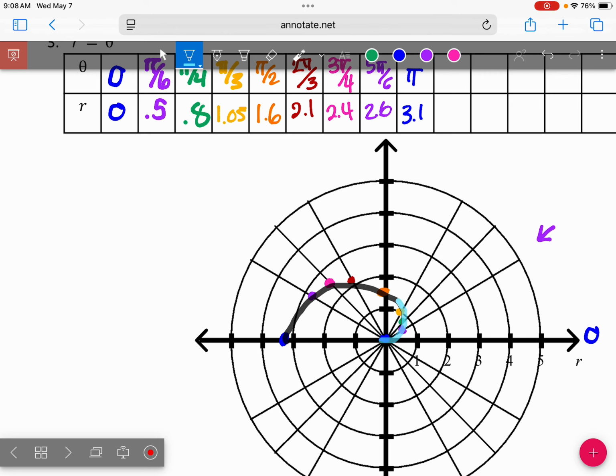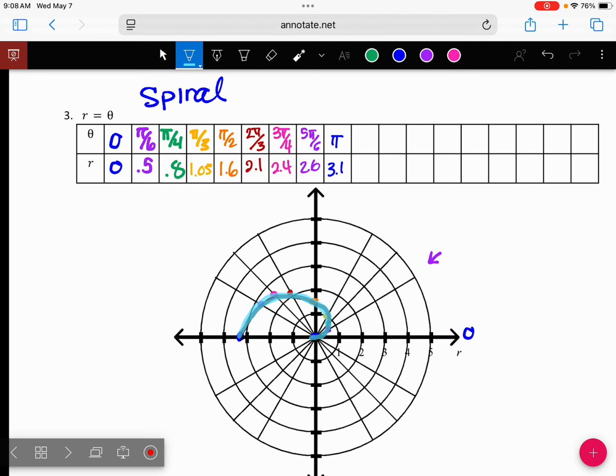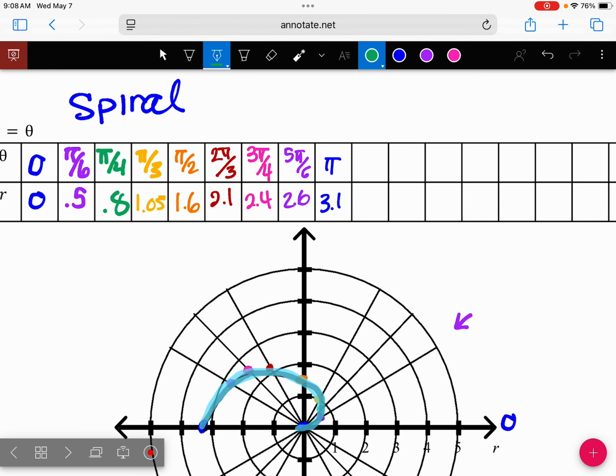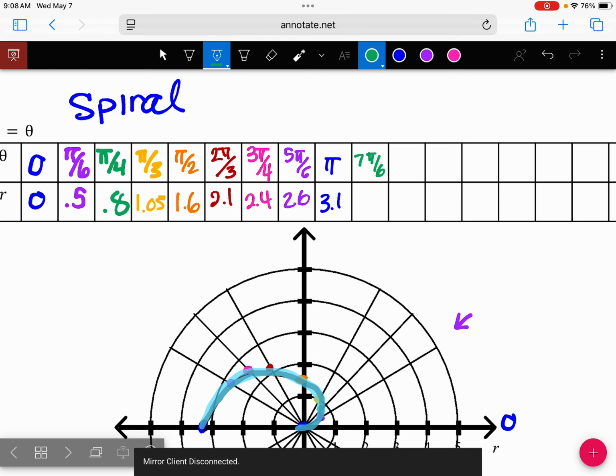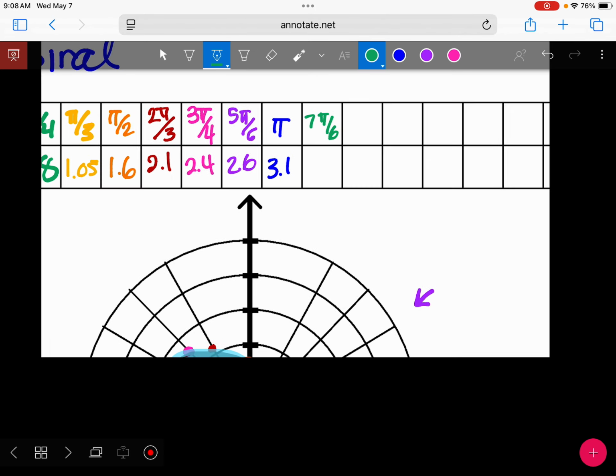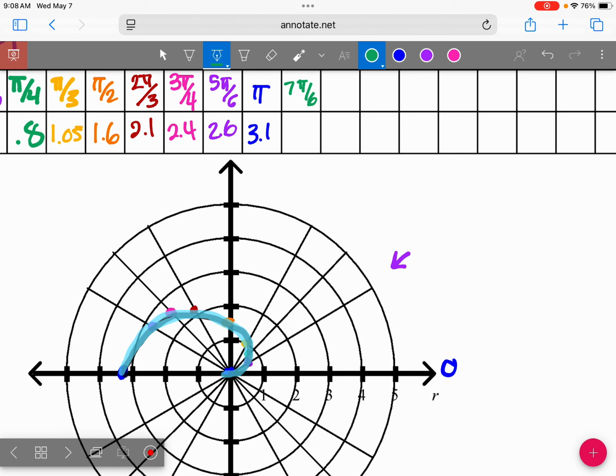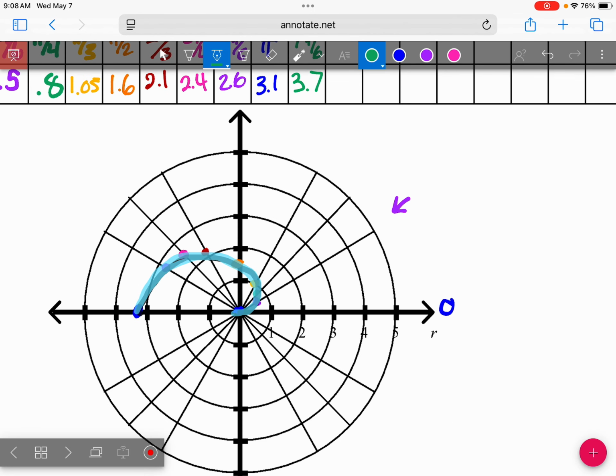So it's starting to look like that when we connect them up. So we're going to keep going until we hit the edge of the graph. Once we get to pi, our next angle is 7 pi over 6. Seven pi over 6 as a decimal, we should get 3.7. So 1, 2, 3.7 over there.